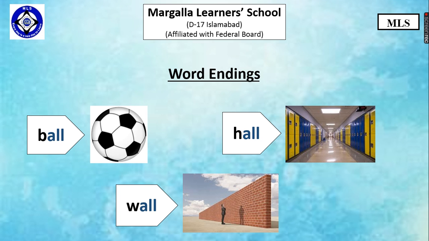All these three words end with same letters and same sound, which is A-L-L, all. When you add B, ba sound to all, it becomes ball. When you add H, ha sound to all, it becomes hall. And when you add W to A-L-L, wa sound with all, it becomes wall.